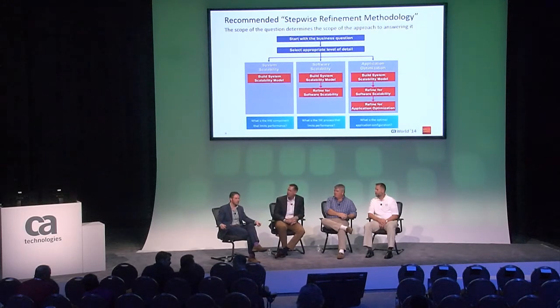And John, if we move to the second column, there's a questionnaire at the bottom that says, what is the software process that may be limiting performance? So capacity planning isn't just about the infrastructure, it's about the infrastructure supporting an application. So John, can you talk a little bit more about the second and third?